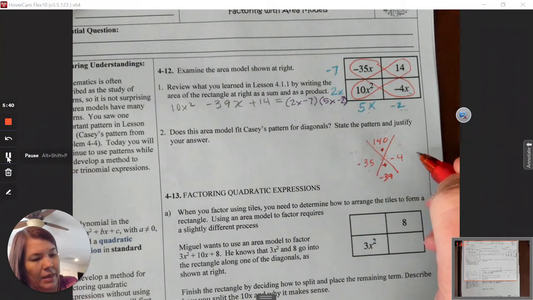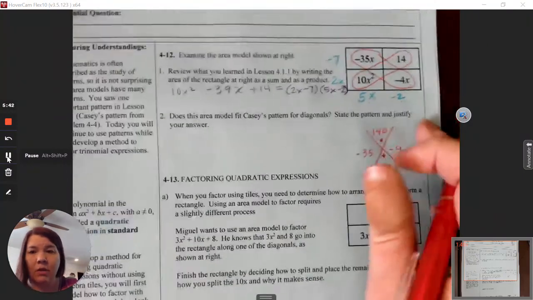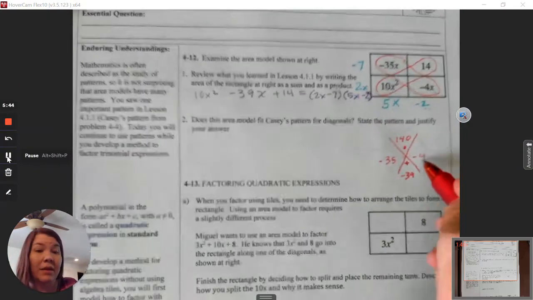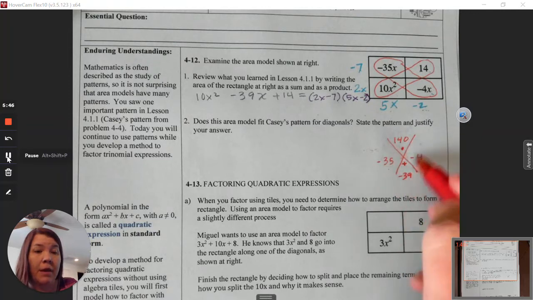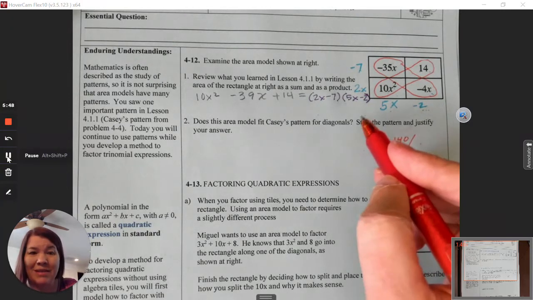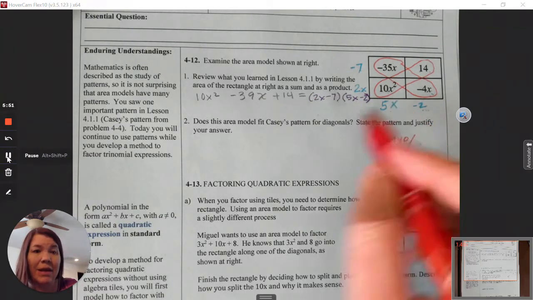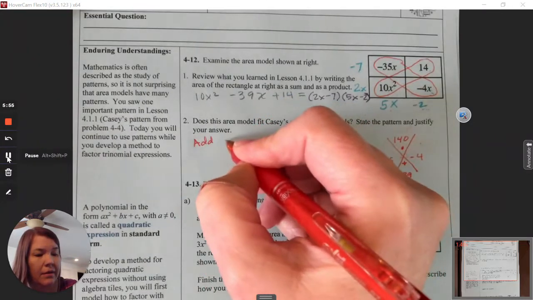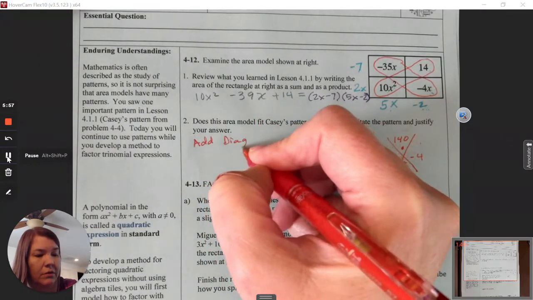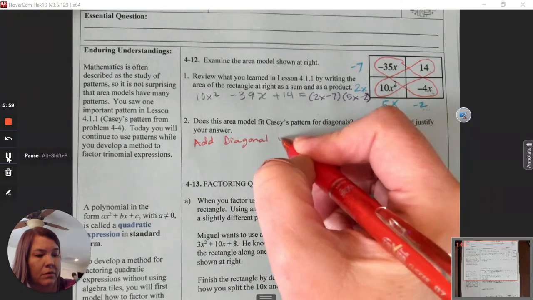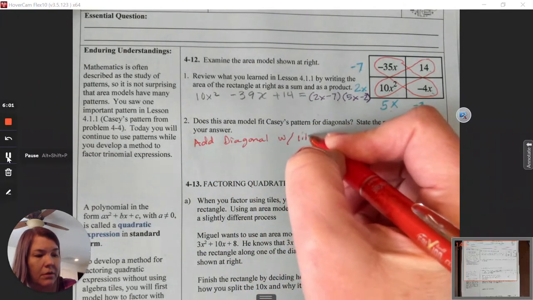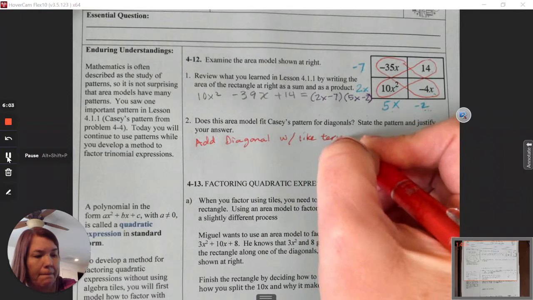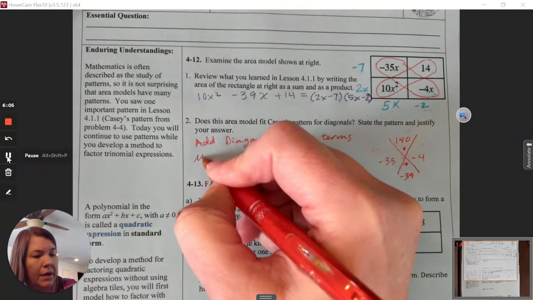And so I don't know what Casey's pattern was, and this is what I would come up with in class. So I think that it does hold because of all the things I just said. So I stated the pattern that I'm noticing is that I multiply, I add diagonals with like terms. Multiply the diagonal without like terms.